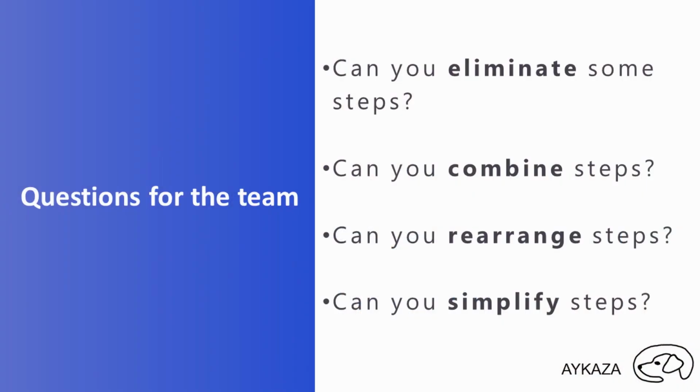In order to evaluate the process, you can ask some questions. Here's an example of a few questions you can ask. With these questions, what you're doing is looking for opportunities to improve. For example, can you eliminate steps? Can you perform different steps in parallel? Can you rearrange or simplify some of the steps in your process?